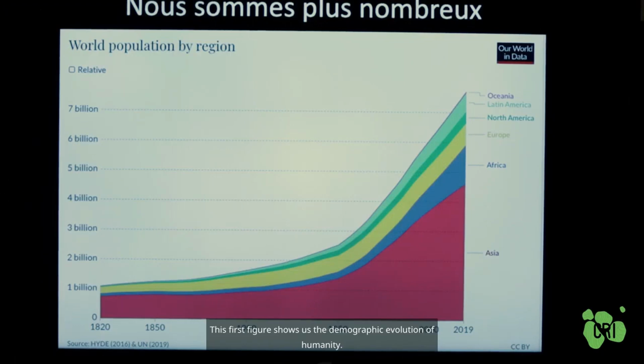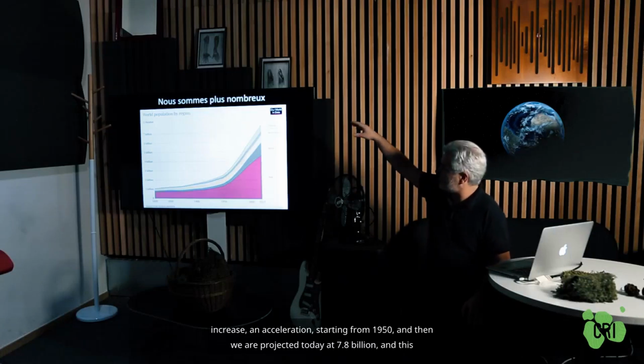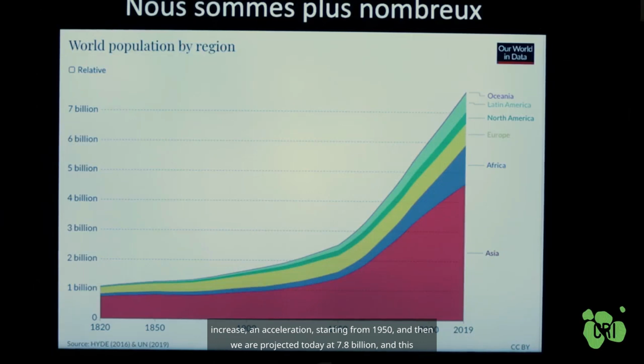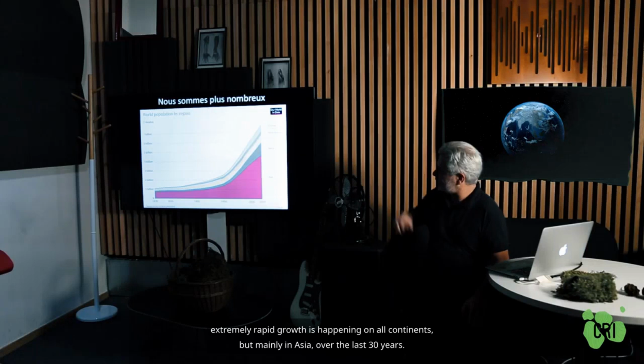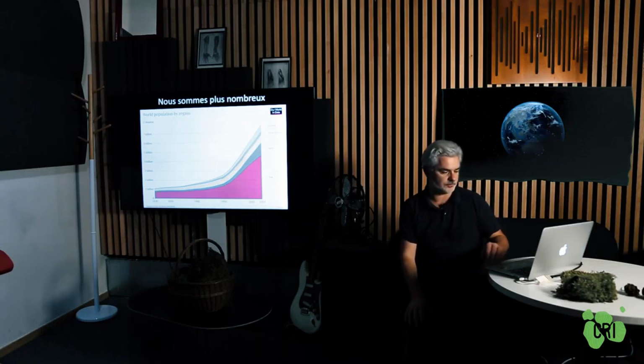This first figure shows us the demographic evolution of humanity. What we observe is that a relatively stable growth, around 1 billion individuals, suddenly sees its slope increase, an acceleration starting from 1950, and then we are projected today at 7.8 billion, and this extremely rapid growth is happening on all continents, but mainly in Asia, over the last 30 years.